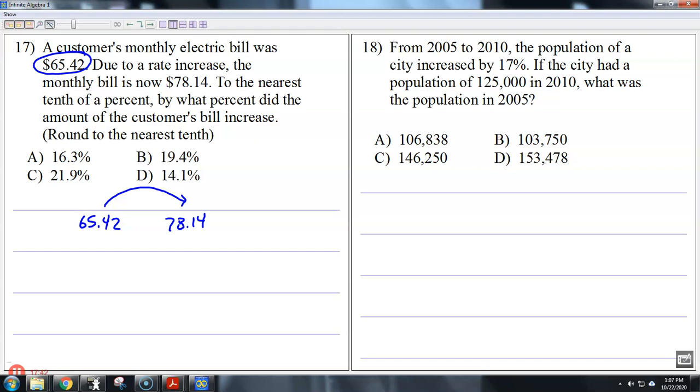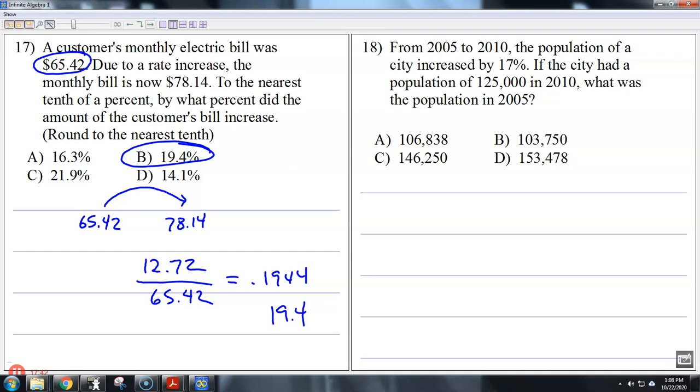Well, let's use our change formula. Let's see how much it changed by. So I'm going to subtract those two numbers. 78.14 minus 65.42. It looks like our bill changed by $12.72. And then we're going to compare that to the original, to what it used to be. So I'm going to divide that by 65.42. And I'm getting 0.1944, aka 19.4%. B.